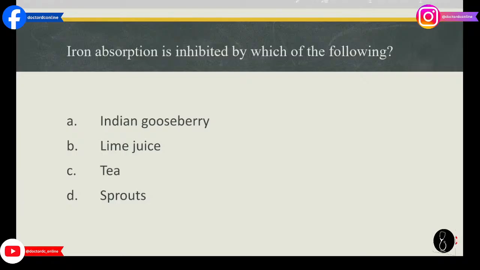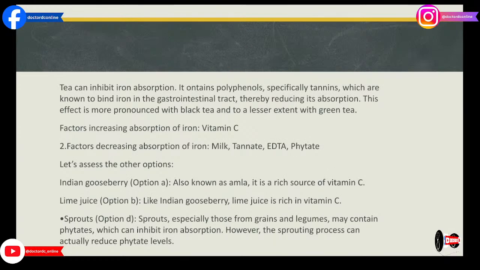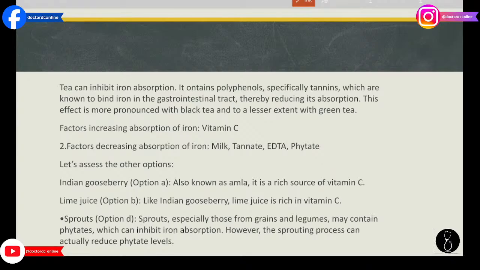Let's begin with biochemistry for FMGE. In question 26, iron absorption is inhibited by which of the following? Option A, Indian gooseberry, option B, lime juice, option C, tea, and option D, sprouts. Tea can inhibit iron absorption as it contains polyphenols, specifically tannins, which bind iron in the gastrointestinal tract, thereby reducing absorption. This effect is more pronounced with black tea and to a lesser extent with green tea. Vitamin C increases iron absorption, while milk, tannate, EDTA, and phytate decrease it. The correct answer is option C, tea.